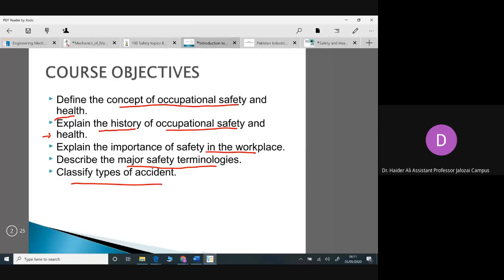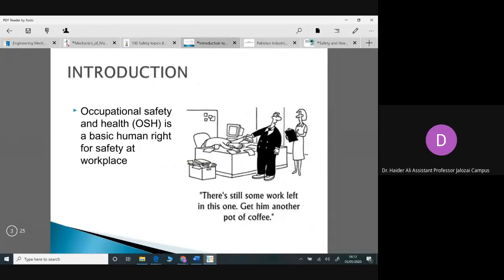So to begin, first of all, what do we mean by occupational safety and health? It is a basic human right. What is a basic human right? If you are working somewhere, you want to make sure that you are safe and your health is taken care of. And this is the responsibility of your employer, that they give you a safe and healthy environment to work in. Sometimes what happens is that we overlook certain things.